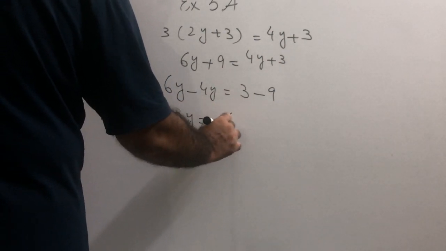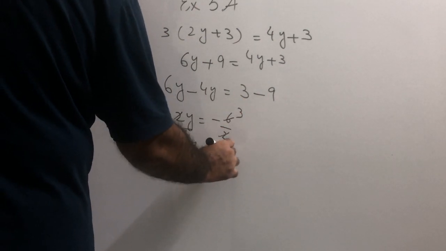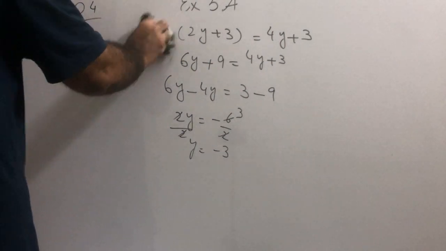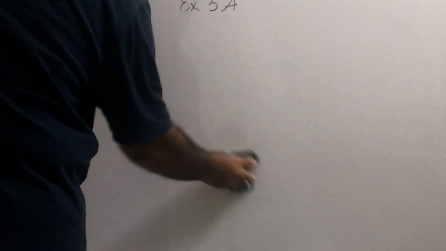Divide both sides by 2, y is equal to minus 3. This is the answer for this part. It was very simple and we did it easily within no time.